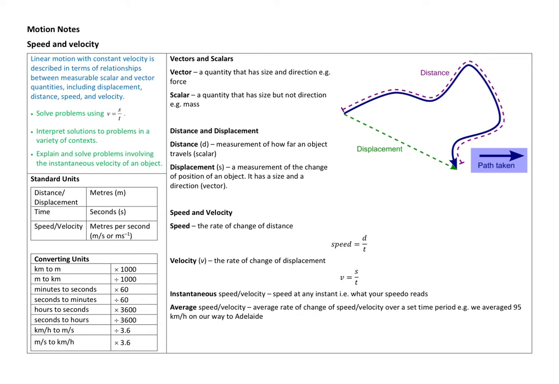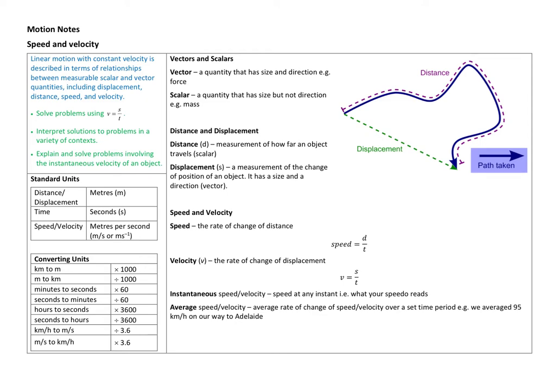A scalar is a quantity that has a size but not a direction. So when we talk about our mass, it doesn't have a direction. Later on, we'll talk about the difference between mass and weight. Weight does have a direction, and we may have touched on that previously. But things like mass don't have a direction. When we say your mass is 71 kilograms, there's not a direction to that mass. It's just a scalar quantity.